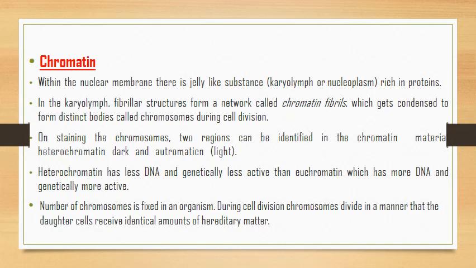It is also known as euchromatin. So heterochromatin has less DNA and is genetically less active than euchromatin, which has more DNA and is genetically more active. The number of chromosomes is fixed in an organism. During cell division, chromosomes divide in a manner that the daughter cells receive an identical amount of hereditary material.